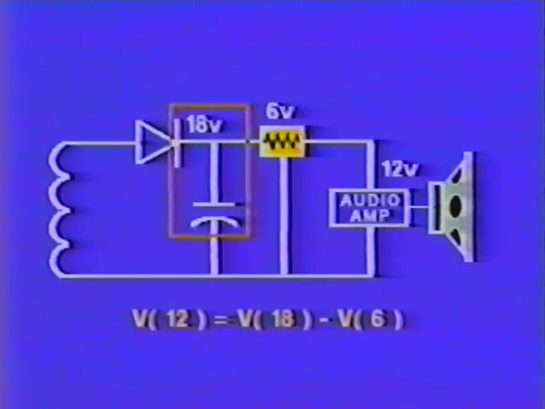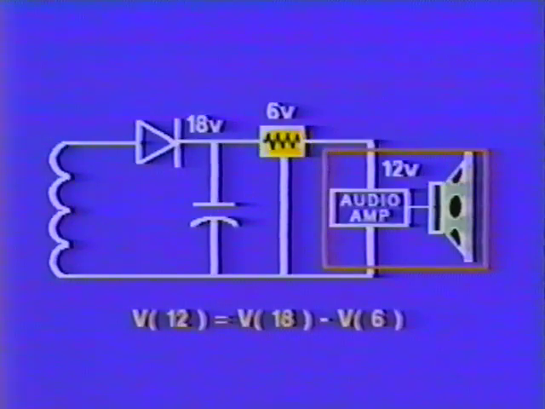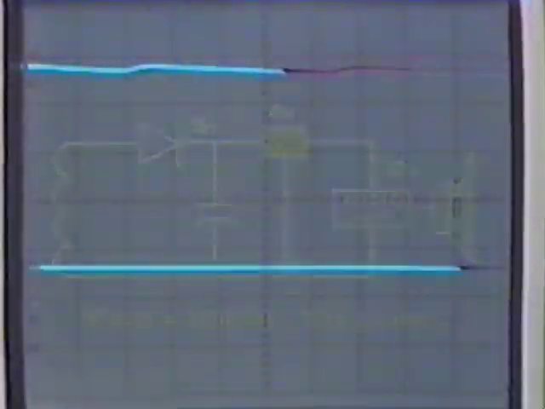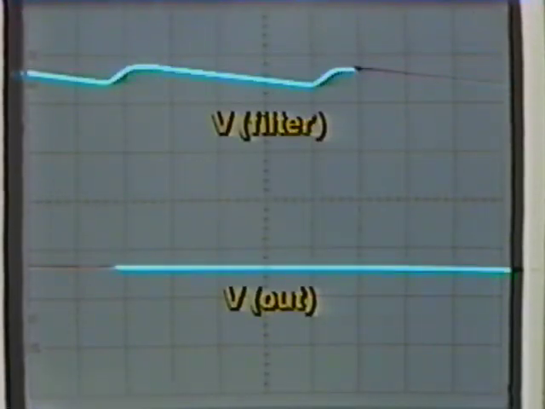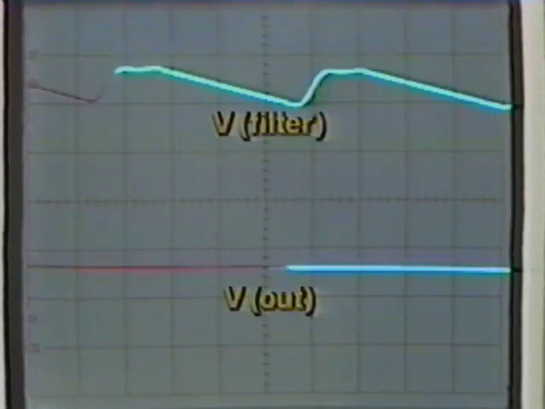If this filter's output is 18 volts and the regulator has a 6-volt drop, the output voltage supplied to the load is 12 volts. The 6-volt drop across the regulator serves as a buffer against increases in the load. The regulator uses this voltage to maintain a constant output. It does this by automatically adjusting its resistance. As the load current increases, the average voltage produced by the filter decreases. The regulator decreases its resistance to provide a constant voltage to the load.